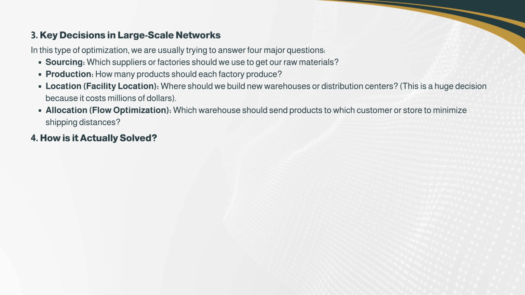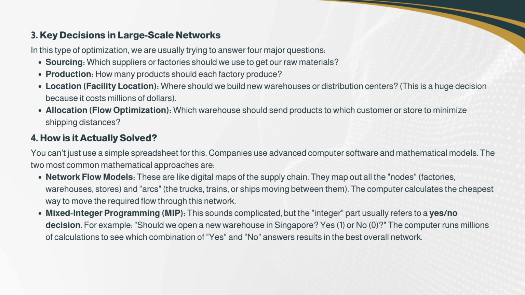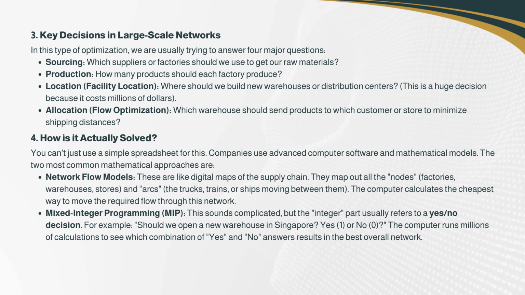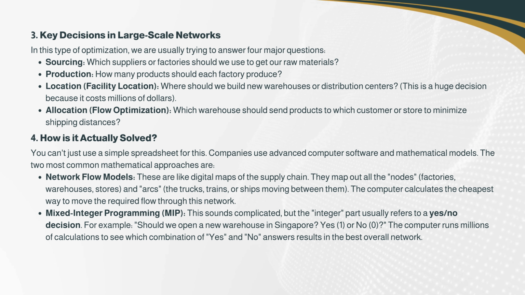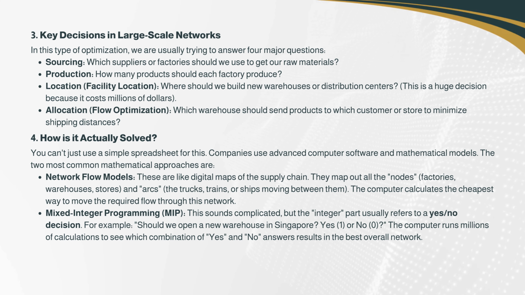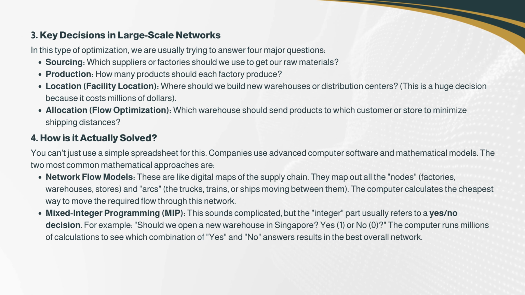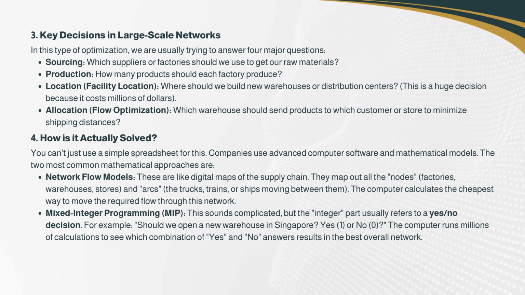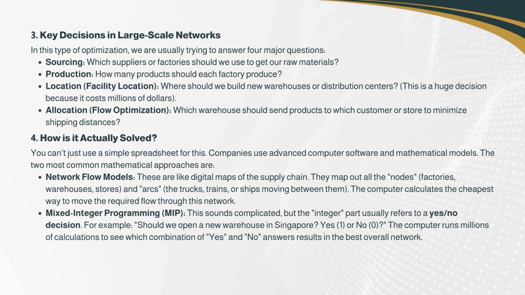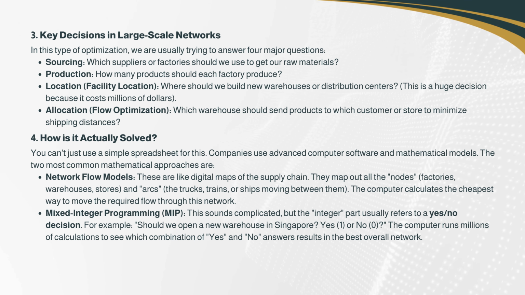4. How is it actually solved? You can't just use a simple spreadsheet for this. Companies use advanced computer software and mathematical models. The 2 most common mathematical approaches are network flow models. These are like digital maps of the supply chain. They map out all the nodes, factories, warehouses, stores, and arcs, the trucks, trains, or ships moving between them. The computer calculates the cheapest way to move the required flow through this network.